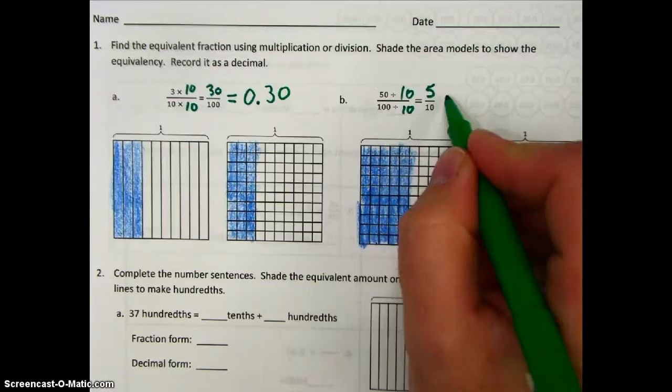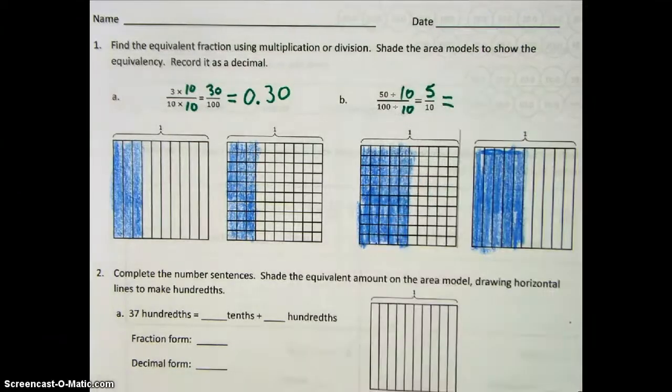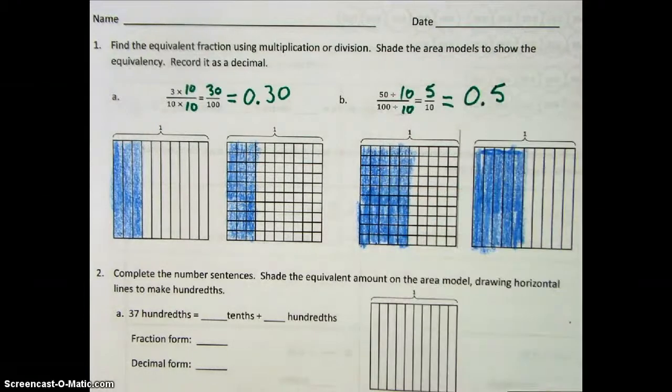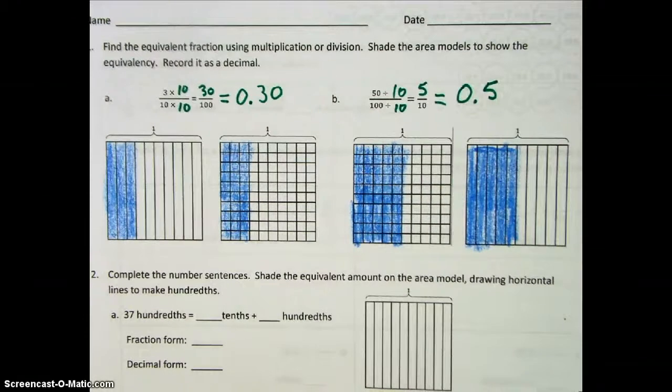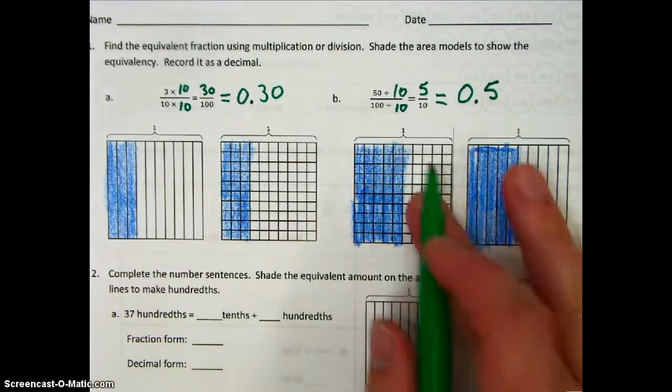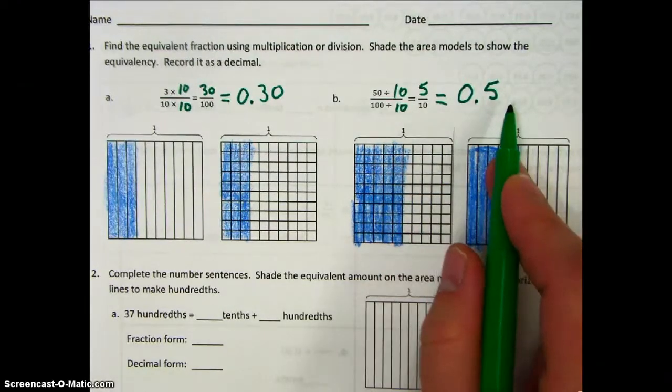Now showing what it looks like as a decimal, remember that our 5 tenths has a 5 in the tenths place. And because you know fraction equivalency, you also know that 5 tenths is also equal to 1/2.